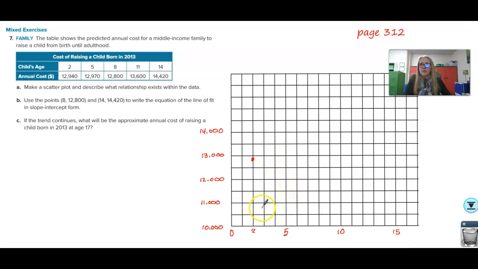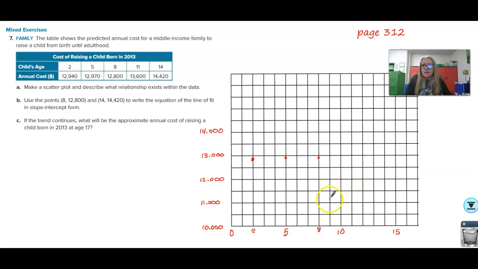At age 5, $12,970. Not much difference there, huh? It got a little closer to 13. And let's see, at 8, 5, 6, 7, 8, this would be 8. It costs $12,800. It's pretty much like right here.